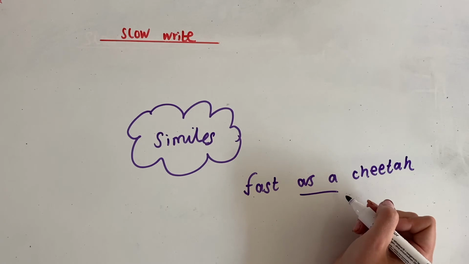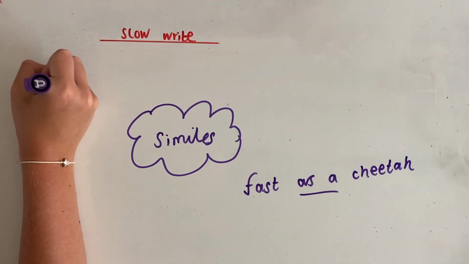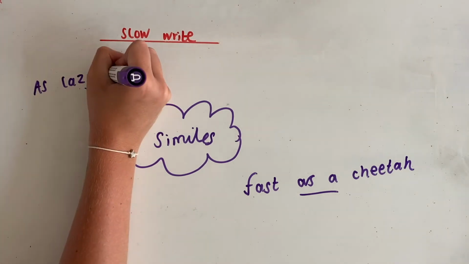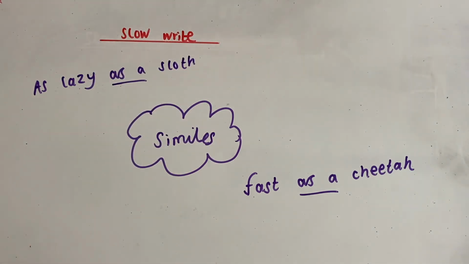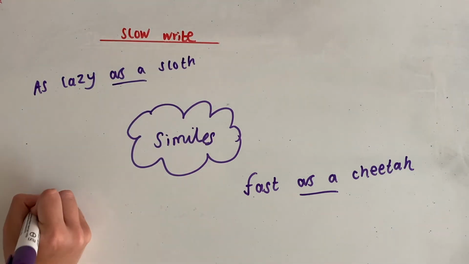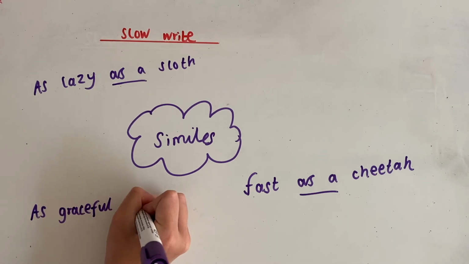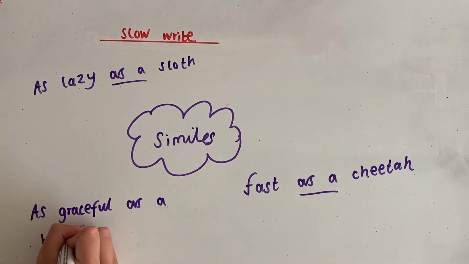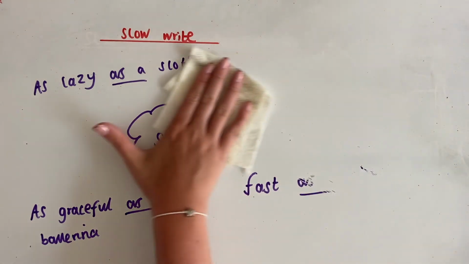Our first example is as fast as a cheetah. The next example is as lazy as a sloth. And lastly, we've got as graceful as a ballerina. So, as you can see, a simile is where you highlight similarities between two things using words such as or like.